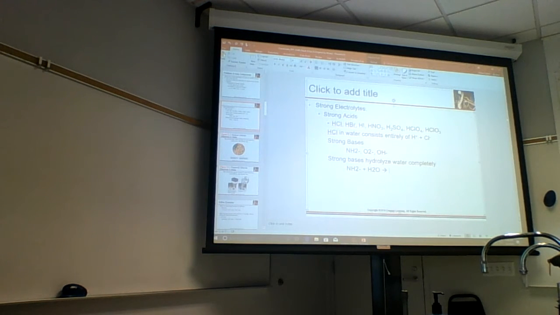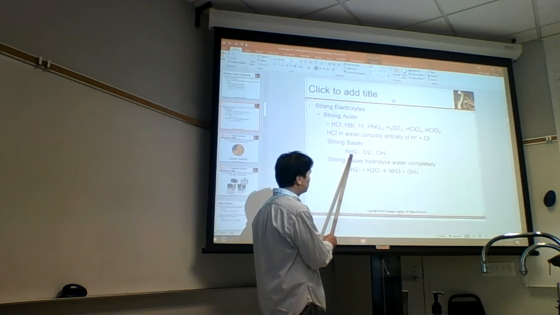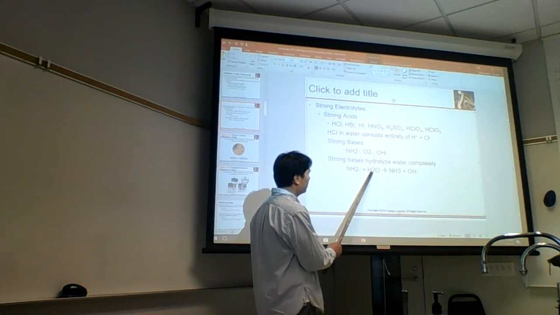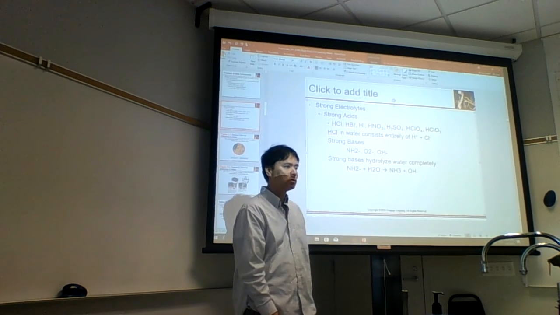Bases want to take a proton. Water doesn't want to lose its proton, but NH2 minus is too strong. So if NH2 minus takes a proton, what does it form? It forms NH3. And then water is left as what? OH minus. So this is what happens here. Strong bases hydrolyze water. This is too strong of a base to exist in water. It'll attack it and form hydroxide. Hydroxide is the strongest base that can exist in water stably.